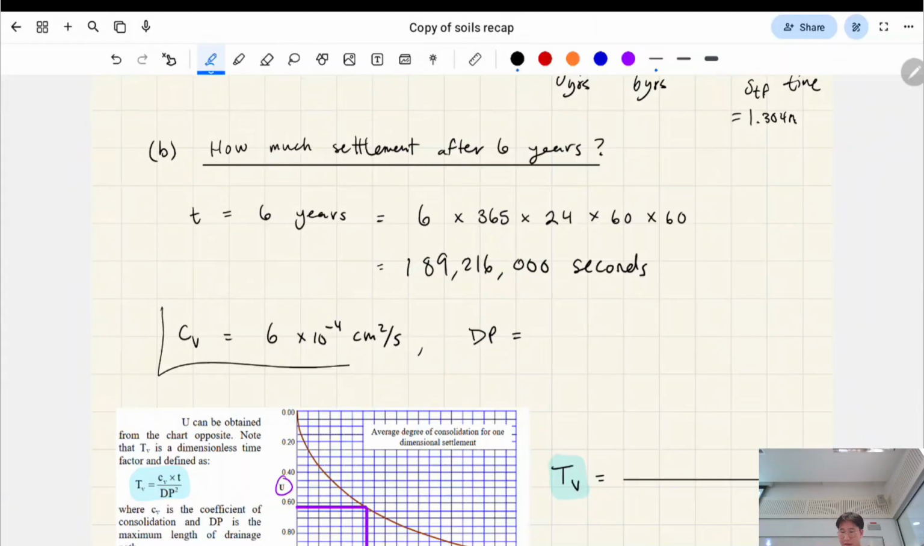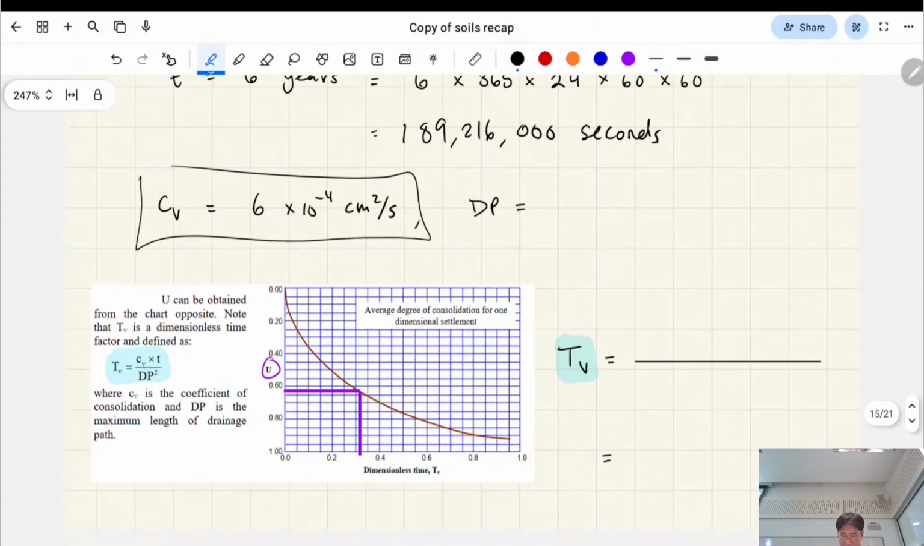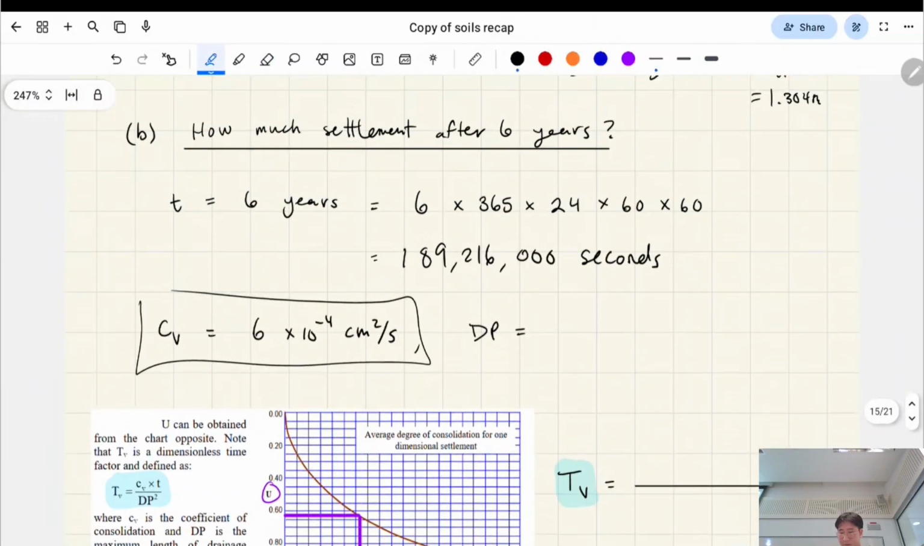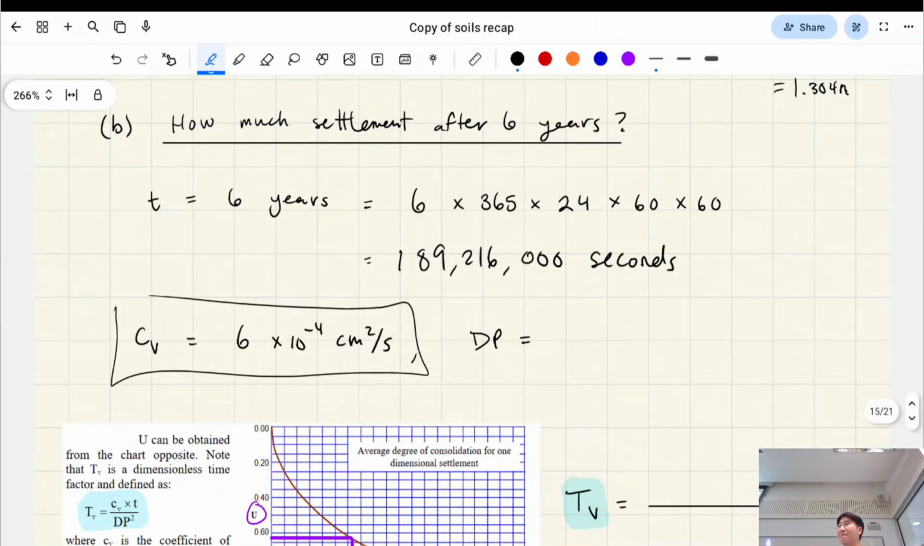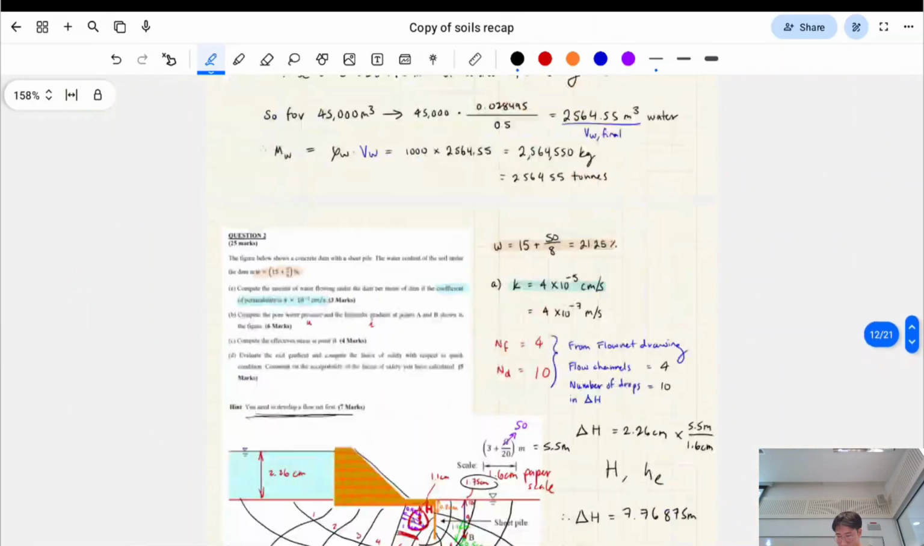So CV is the coefficient of consolidation. Okay, it's given in the question as 6 times 10 to the negative 4 centimeters squared per second. Now, conventional wisdom will tell you convert this to SI units straight away, but it's actually easier to do this calc keeping it in terms of centimeters because the centimeters will be divided out, I think, later. Okay, just trust me on this. This will be faster.